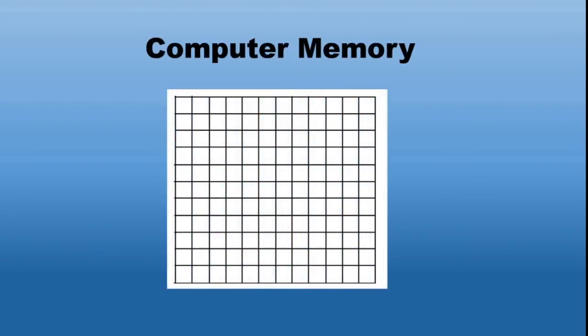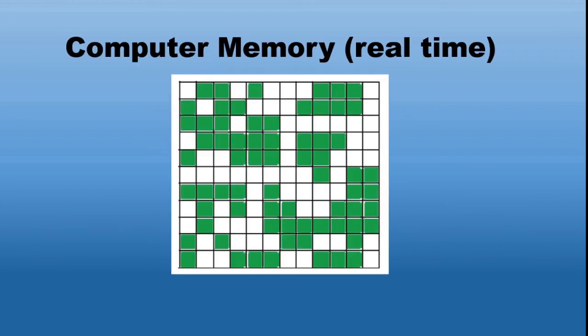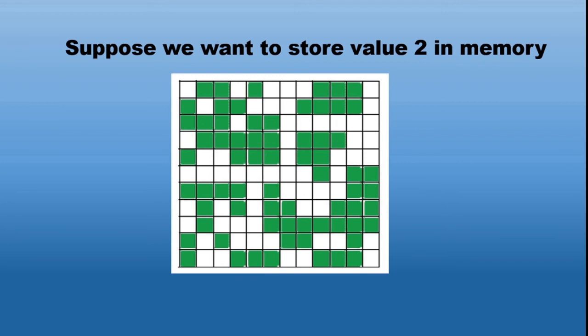Now let's see what happens when we create a variable. Consider this grid representing a computer memory where each cell is a memory unit. At some given time, the memory is occupied partially by some other programs, which are shown in green color. So cells filled with green color are occupied at some time t. Now suppose we want to store a value 2 in memory. That means we want to create a variable where we want to store value 2.